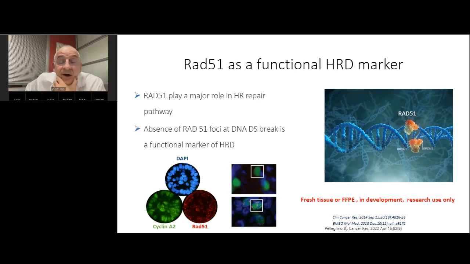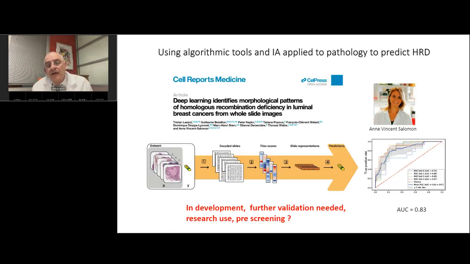An elegant way to look at HRD is looking at the functional consequence, and especially looking at what is called RAD51-4C, which will play a major role in the HR repair pathway. And you can look at the absence of RAD51-4C at the DNA double-strand break. And this is a functional marker of HRD. This is in development. It's a very promising way to look at it, but unfortunately, again, we need further confirmation, and it's for research use, in my opinion.